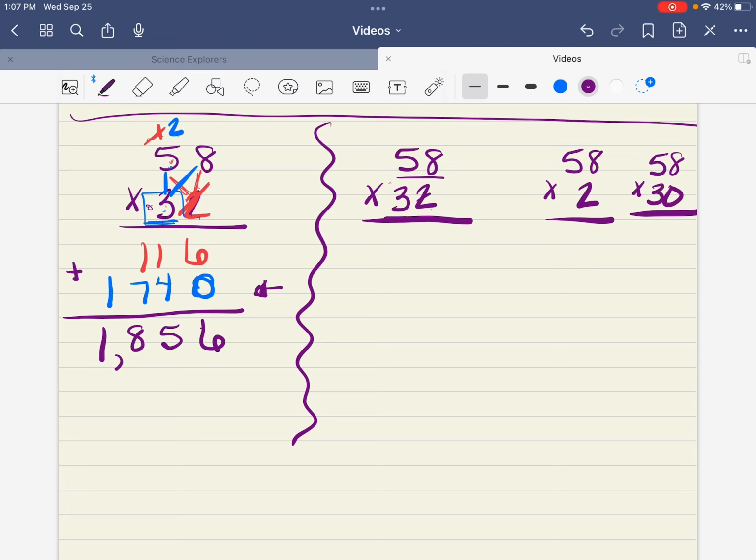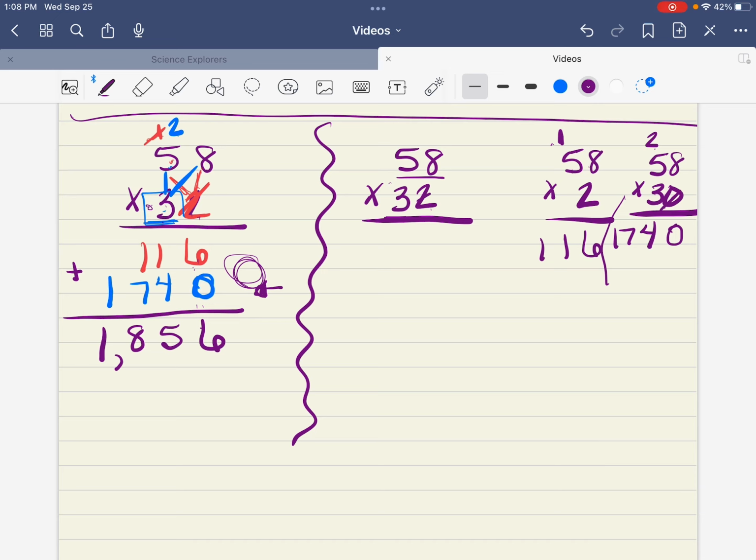So let's try this. 58 times 2. So 2 times 8 is 16. Carry my 1. 2 times 5 is 10, plus 1, 11. Over here we have a 0, so we're just going to cross that out and drop it right there. Now 3 times 8 is 24, so I'm going to put 4. Carry my 2. 3 times 5 is 15, plus 2 is 17. And if you notice, these are the exact same things that we got over here.